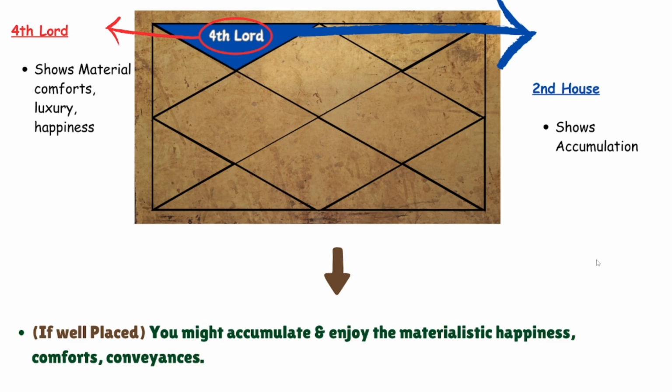Now, the fourth lord shows material comforts, luxury, happiness, and the second house shows accumulation. So, if it is well placed, you might accumulate all sorts of materialistic happiness, real estate, vehicles, comforts, luxuries, conveniences. So, you are going to accumulate this. This is a good placement to gain all sorts of materialistic comforts.